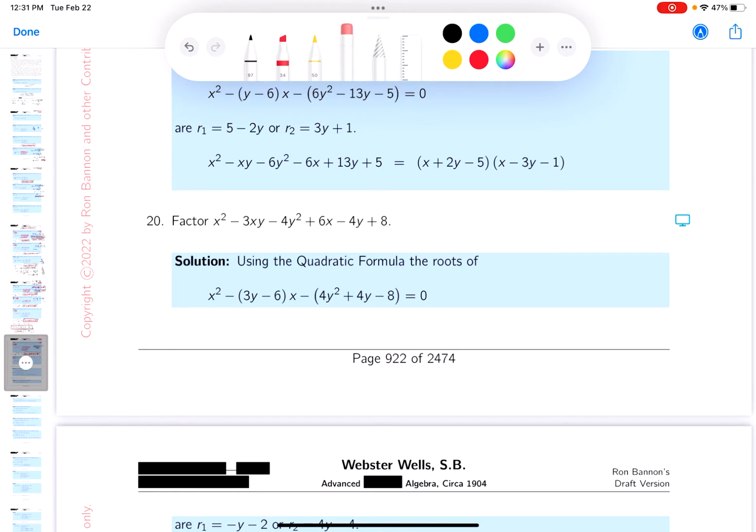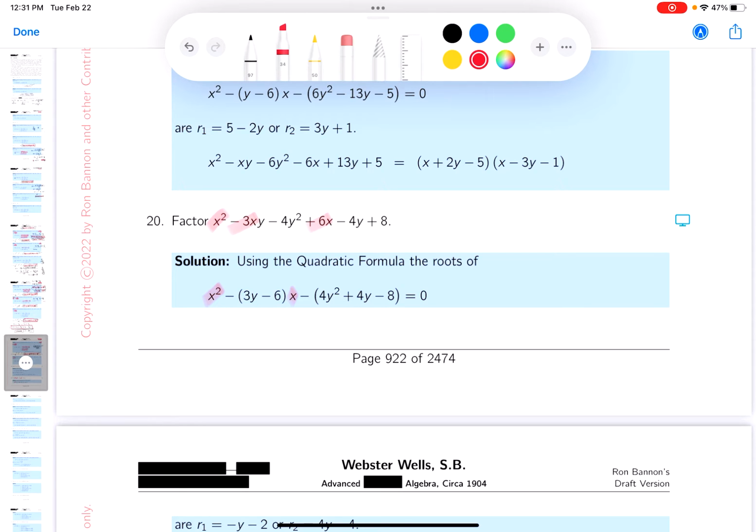Okay, so the first step is to get it looking like it's a quadratic in x. So I'm going to point this out over here. I see the x squared. The x's, I'm seeing a 6x there, and I'm seeing an x over there. So what would you see in x? Let's see. It looks like I figured out a minus sign over there. So minus 3y plus 6. Yep, I see that. Last but not least, the minus 4y squared minus 4y plus 8, looking good.